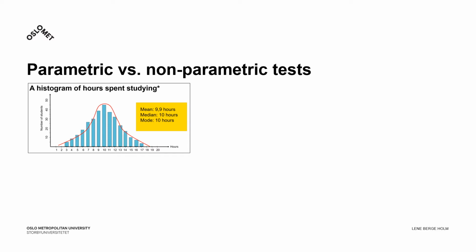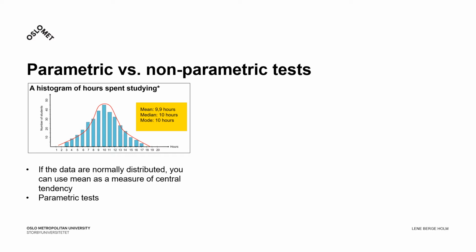each week, and we saw that these data were normally distributed where the mean and the median and the mode were equal, around 10 hours. So if the data are normally distributed, you can use the mean as a measure of central tendency. And this is where you then use parametric tests if you want to do statistical tests. The parametric tests are based on the mean.